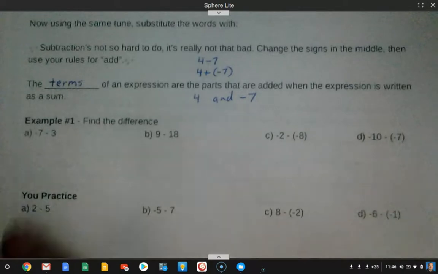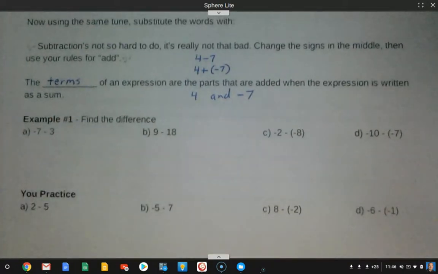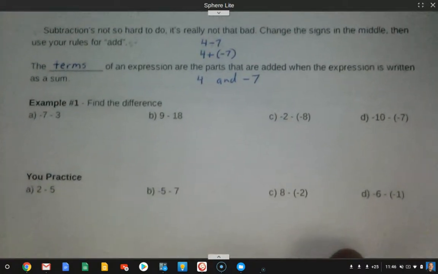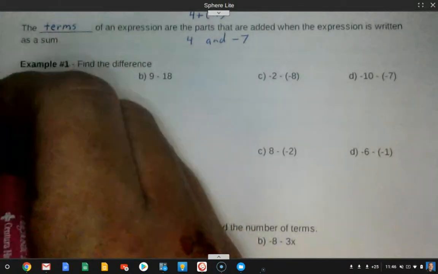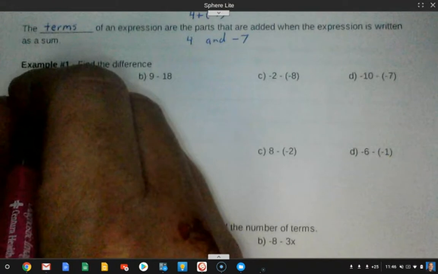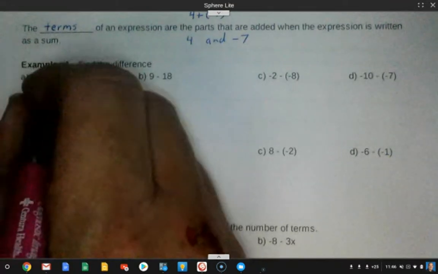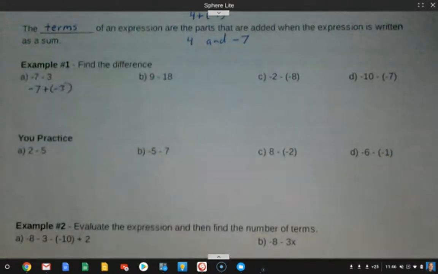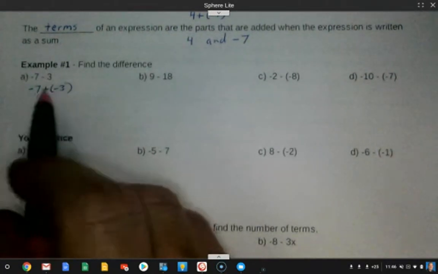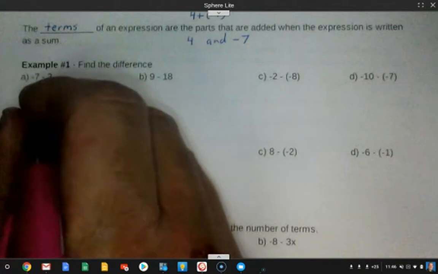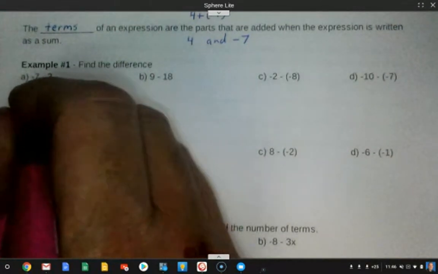Find the difference. So instead of looking at this as a subtraction problem, which might be kind of confusing, let's look at it as an addition problem. So the sign in between, I'm going to change to plus a negative 3. Now this is a lot easier because remember, when we add two signs that are the same, we just add them up and keep the sign. So we get negative 10.